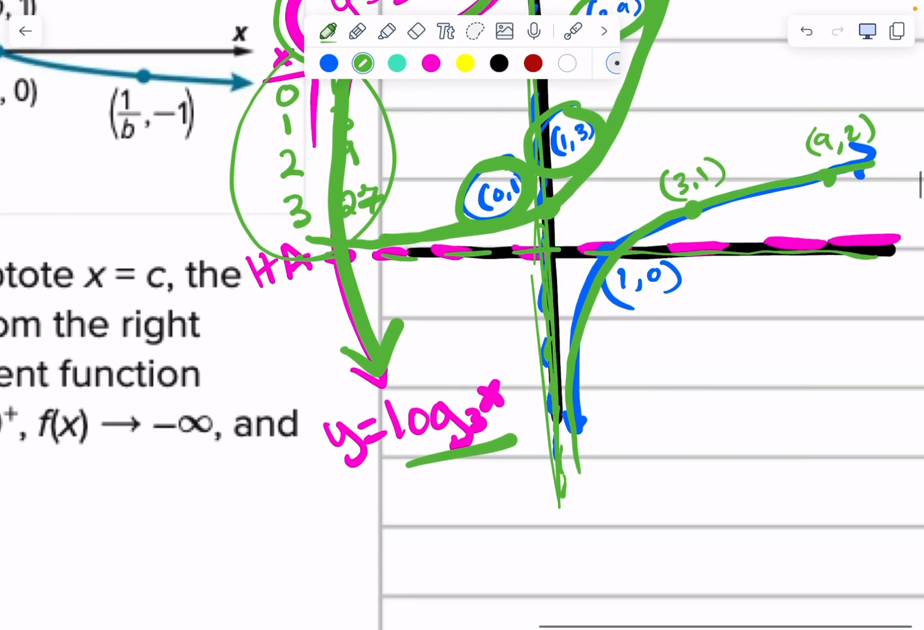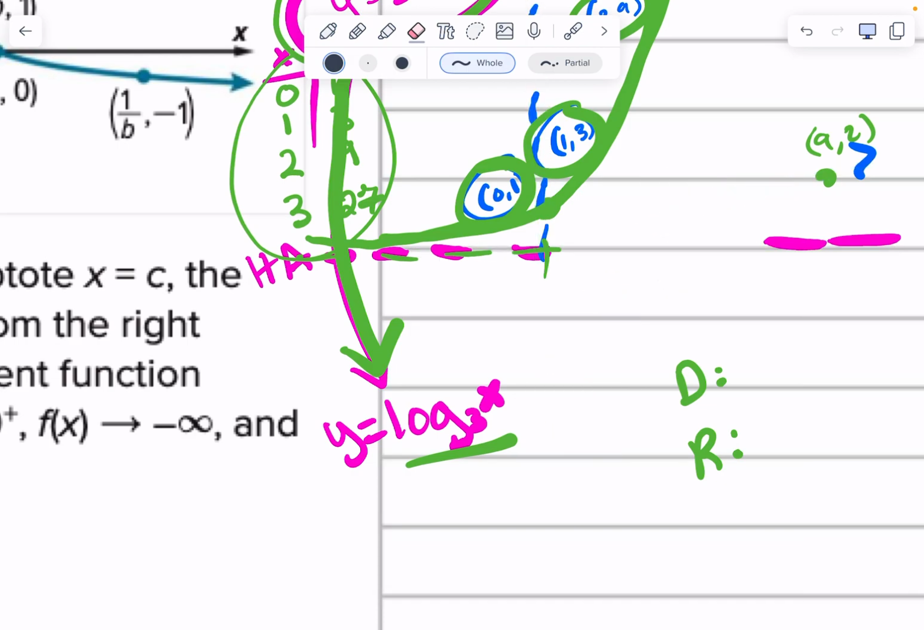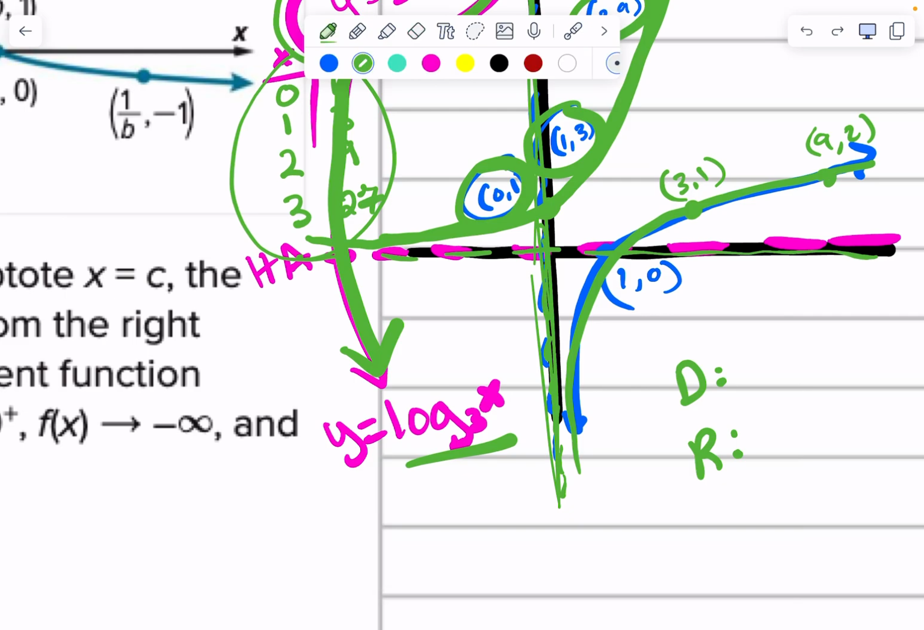Let's talk about domain and range real quick while we're on it. Domain, range. Okay, domain is left and right. We're talking logs, so we're talking this guy right here, okay? Left and right. Will he go to the right forever? But he won't go to the left forever because he's butt up against this dotted line right here.